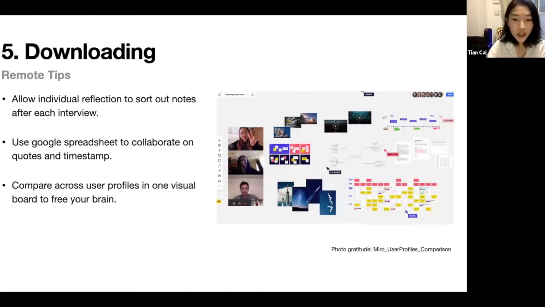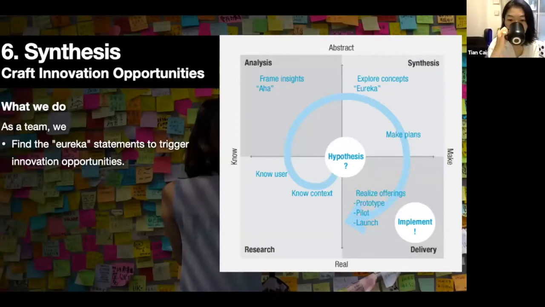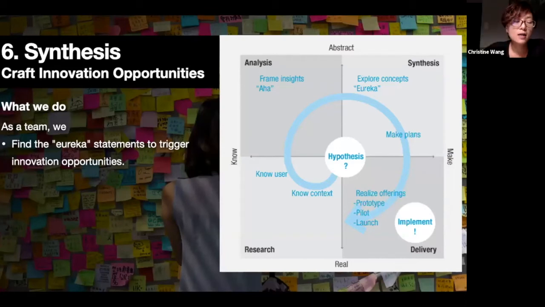So next, we're gonna go to the synthesis stage. Christine? Yeah. So the objective for the synthesis is to craft innovation opportunities, which means as a team, we want to find the eureka statements to trigger innovation opportunities. So just like in the picture on the right, the goal is to elevate the level of insights to the abstract level, so we're able to discover the hidden opportunities. Then the team can brainstorm how might we, or brainstorm ideas based on these opportunity areas.